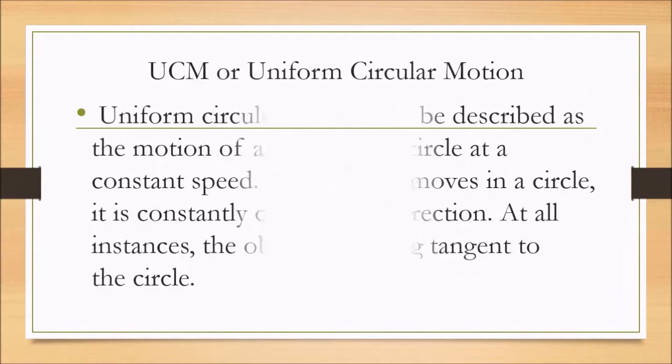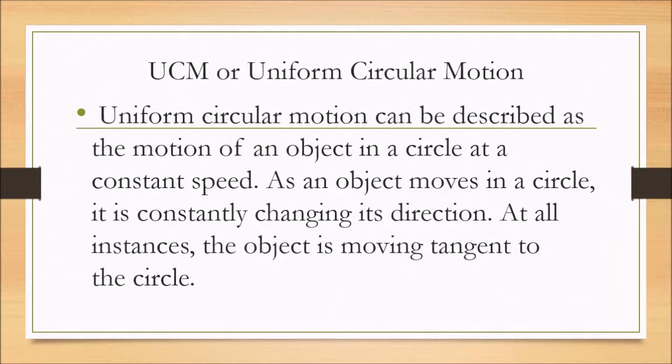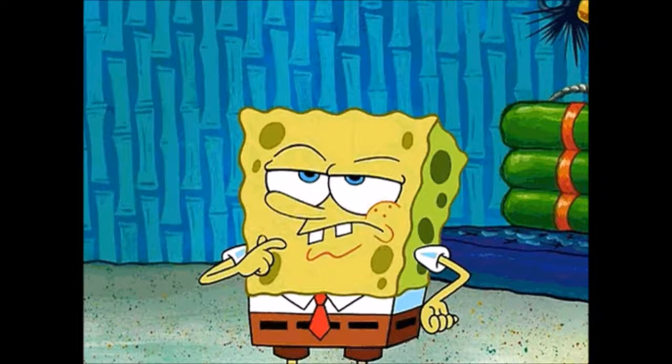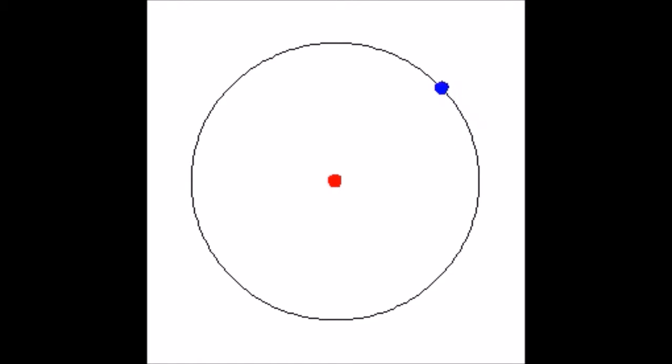Uniform circular motion can be described as the motion of an object in a circle at a constant speed. As an object moves in a circle, it is constantly changing its direction. At all instances, the object is moving tangent to the circle. But what do you mean by that? Take a look at this example.